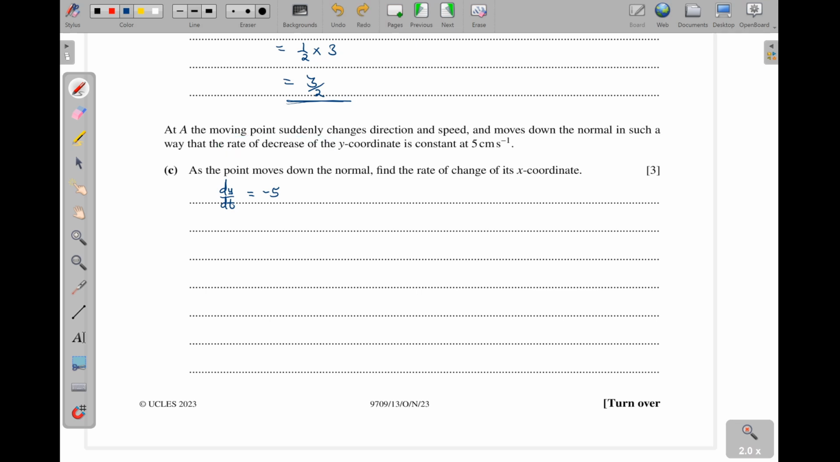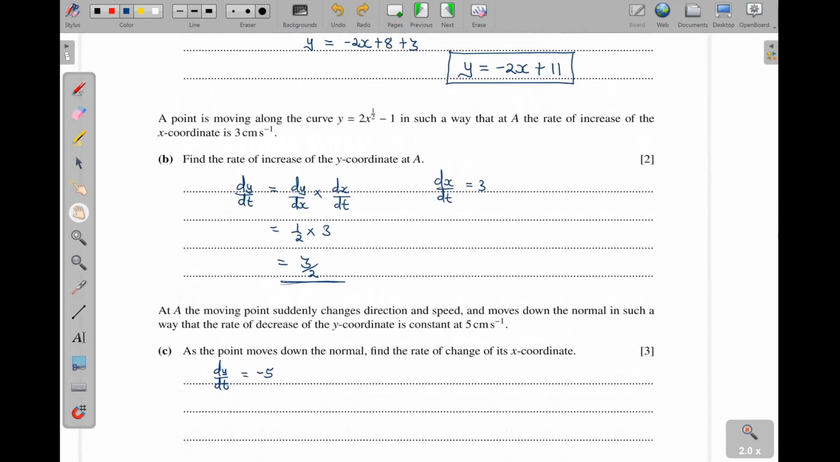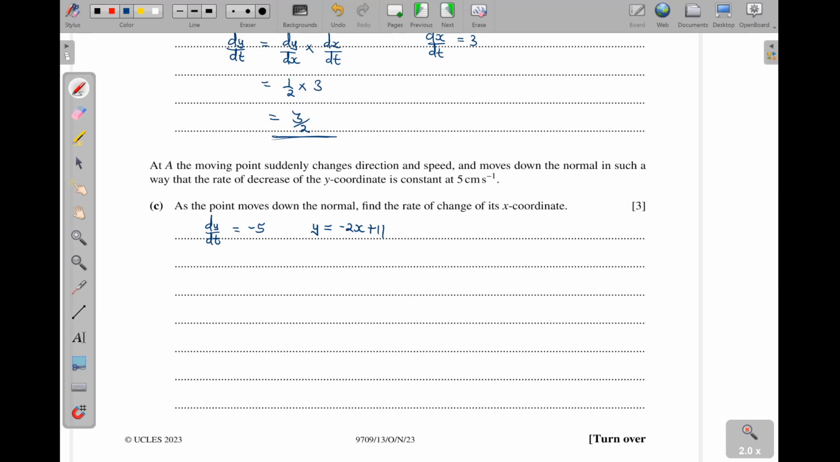Now, the equation that we are going to use here is the one for the normal because the point has changed direction and it is following that of the normal. And the equation of the normal, we got it as y is equal to -2x plus 11. You see that? So we have to get a dy/dx here, which is actually this -2. Not so? That is the gradient of the normal. So dy/dx is equal to -2, and you know that the gradient on any straight line is always constant.